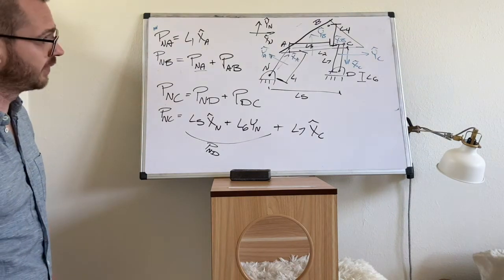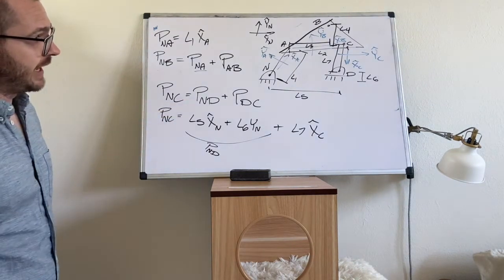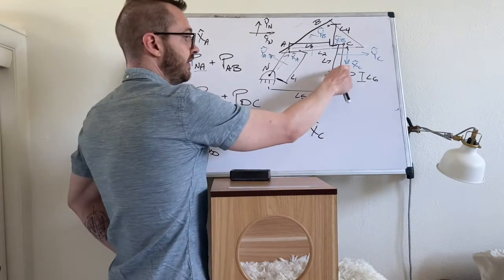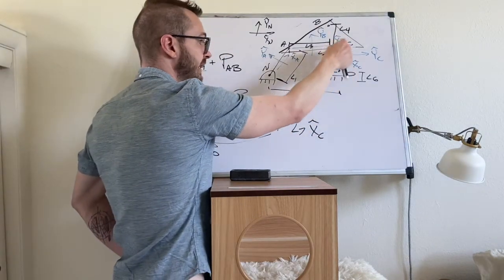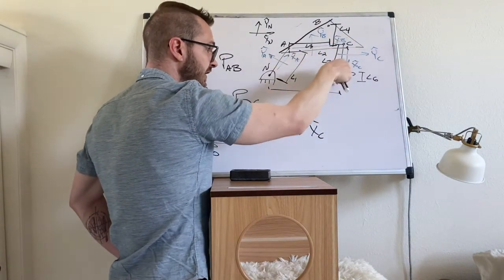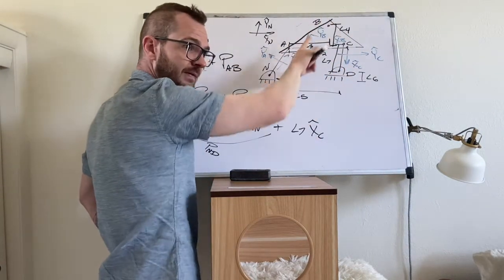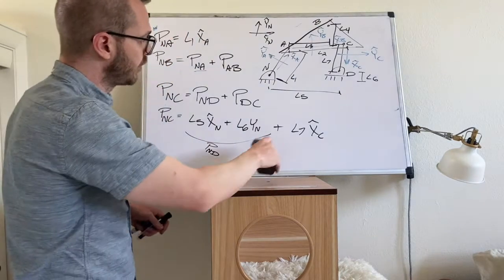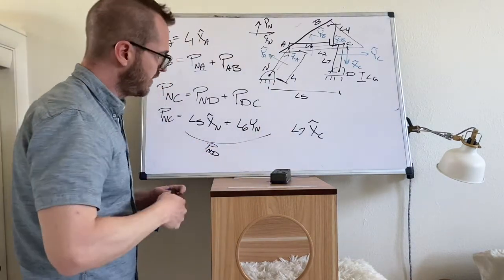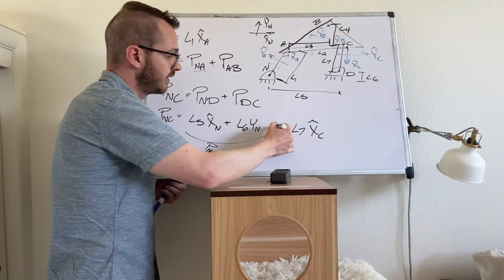Is that correct? Well, looking at the diagram, notice how we defined the x hat C direction. I defined x hat C pointing from C to D. This time we're going from D to C, which means we're going against the x hat C. And since we're going against it, that makes this position vector negative.